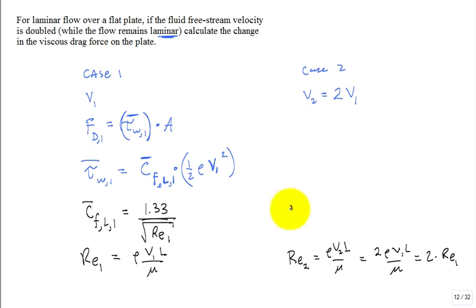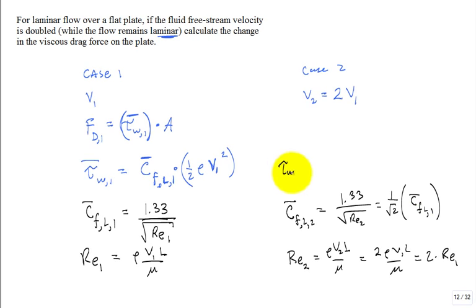And then the equation C sub F L2, the second case, is the same constant, 1.33, divided by the square root of the Reynolds number at 2, which is 2 times. So I'm going to have 1 over the square root of 2 times C sub F of L1. Did I leave out too many steps, or do you follow that? Good. All right, so now we're going to have the average shear stress over the wall for the second case is equal to this C sub F L2, which is 1 over the square root of 2 C sub F L1.